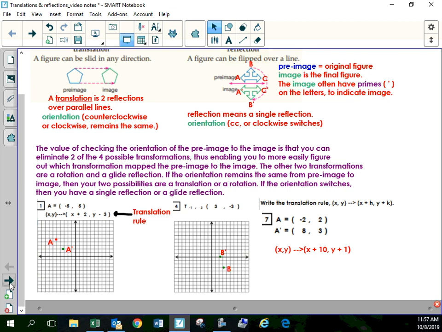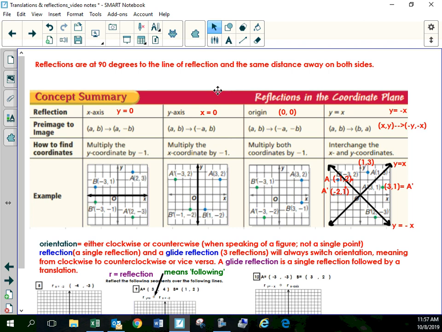Okay, so those are the 3 key things you're going to be asked about translations. Now we go to reflections. So go ahead and pause the video to copy down all this information, and then just hit play again after you've got this copied down so you can just listen afterwards as I explain it.